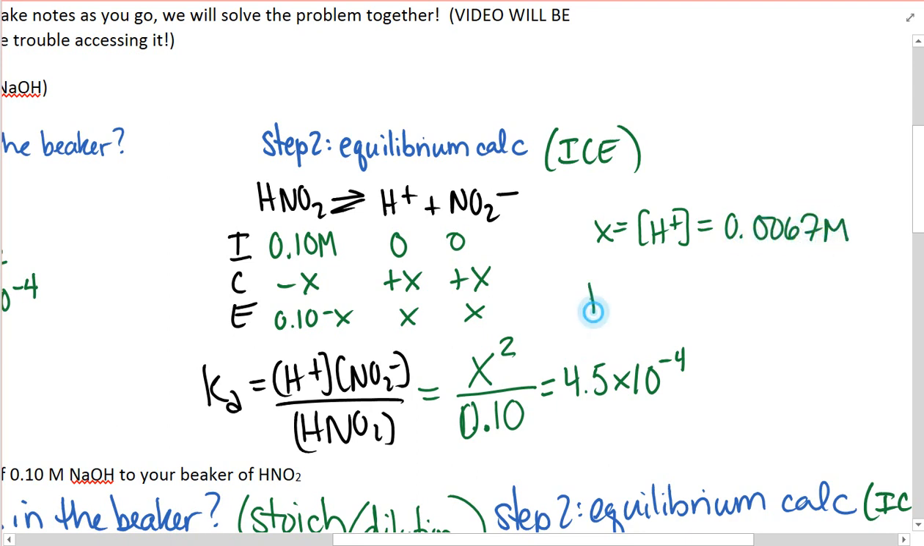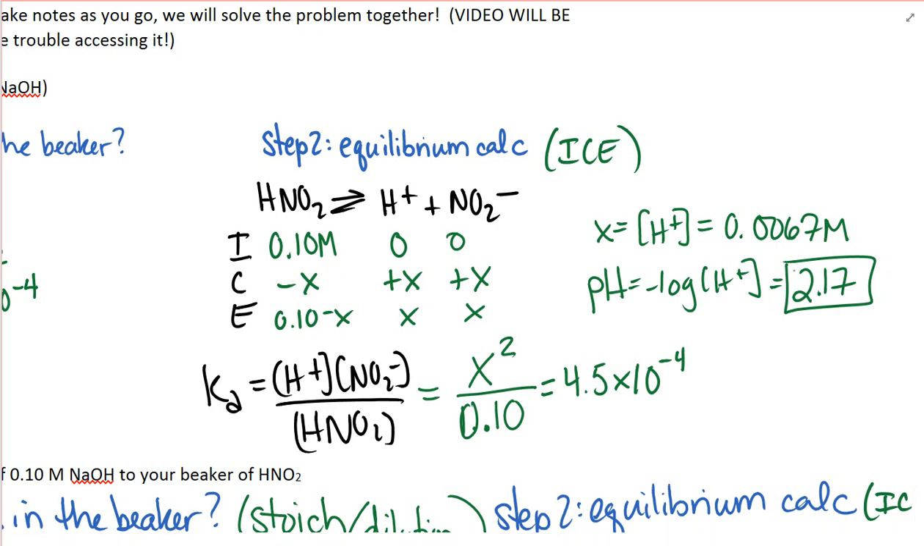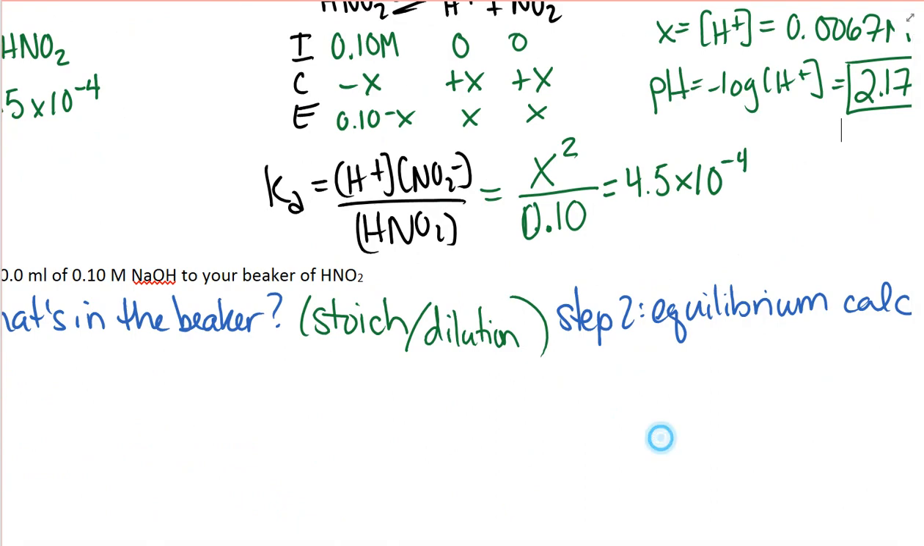And if I take the negative log of that, it will give me 2.17. So that's my initial pH of my weak acid. Seems reasonable. It's an acid. The pH is below 7. Okay, so now let's take a look at step 2.